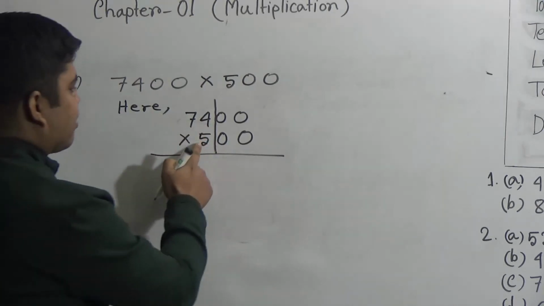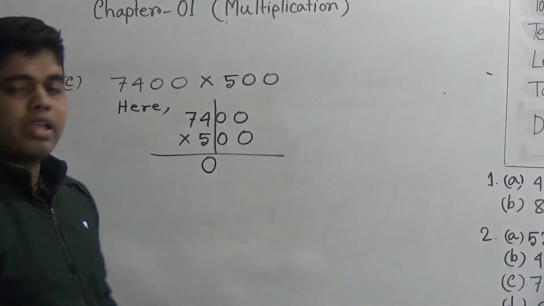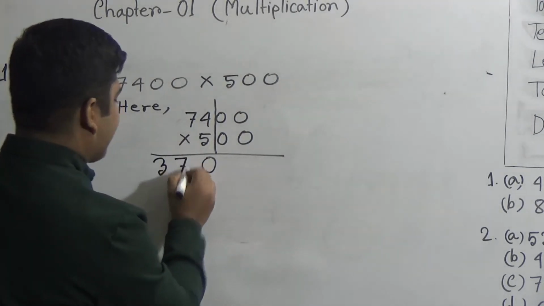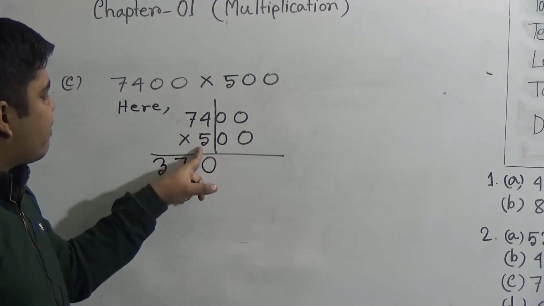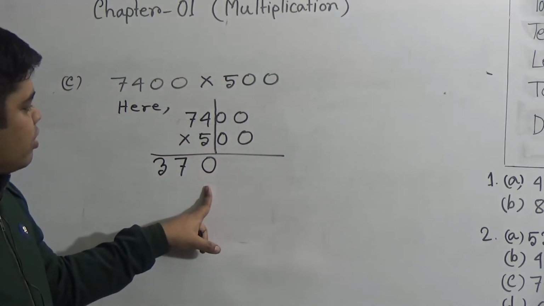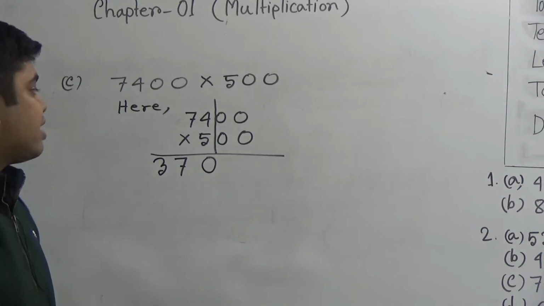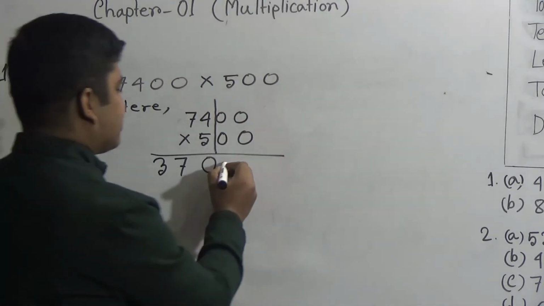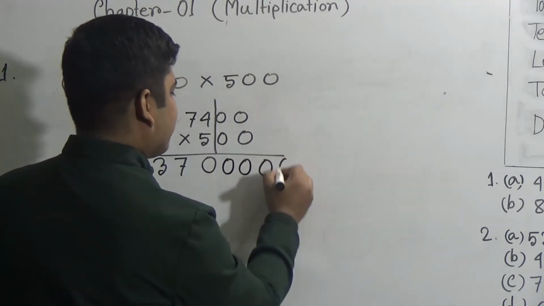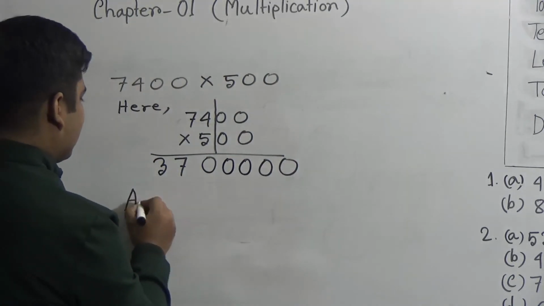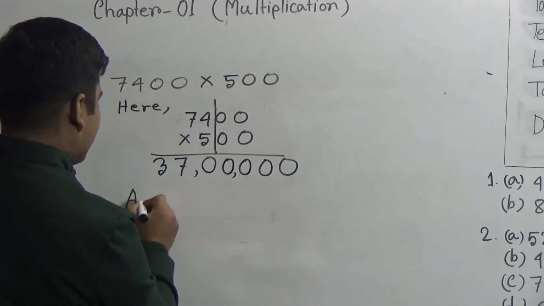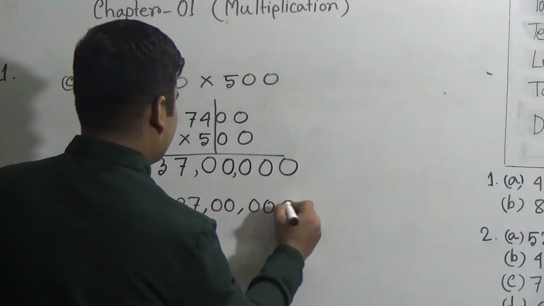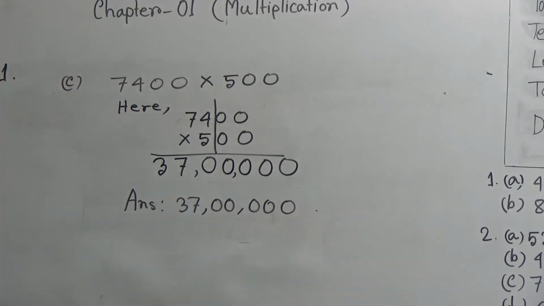So what can we get? 5 4s are 20, carrying 2. 5 7s are 35 plus 2, 37. So if I multiply 74 by 5, then I get 370. So now we count how many zeros are there. 1, 2, 3 and 4. These 4 zeros are written at the side. 1, 2, 3, 4. Okay. So this is the answer of this question. Okay. So what is the answer? 37 lakh. Done? Okay. And our last one.